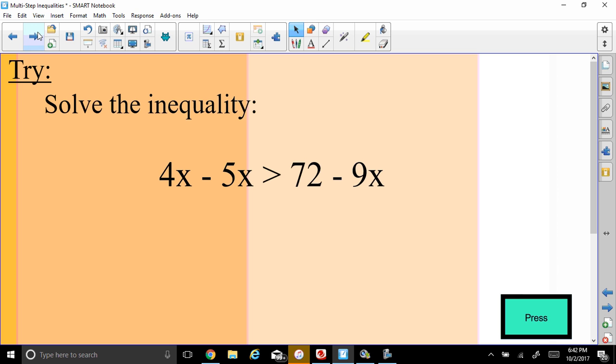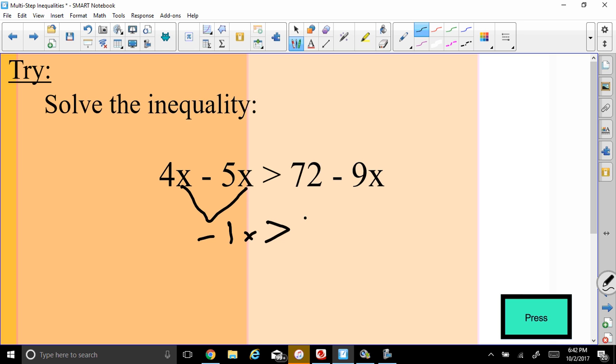So here's our first example. Here we are solving this inequality, 4x minus 5x greater than 72 minus 9x. So we want to get all of the terms together, so let's do that. We have 4x minus 5x. That gives us a negative 1x. So we're getting that together, and we have 72 minus 9x.